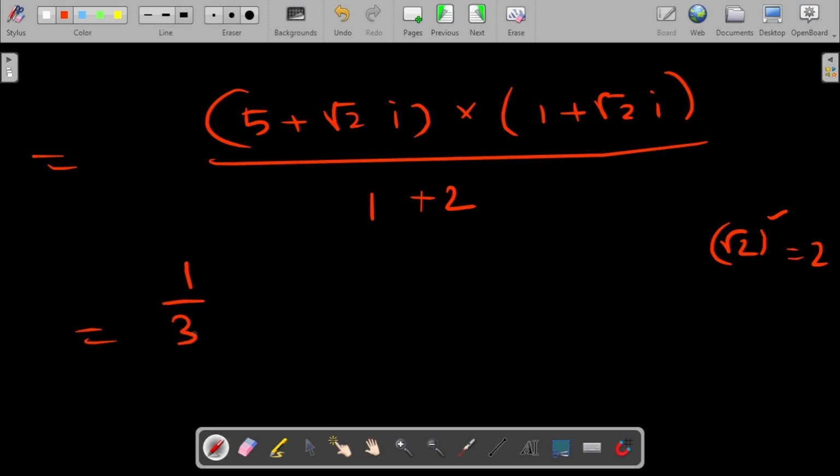So this equals 1 by 3 multiplied by, now this is one complex number and this is another complex number. So it is the multiplication of two complex numbers. The multiplication of two complex numbers is what? Here a multiplied by c minus b multiplied by d. So here a is 5, so a multiplied by c.